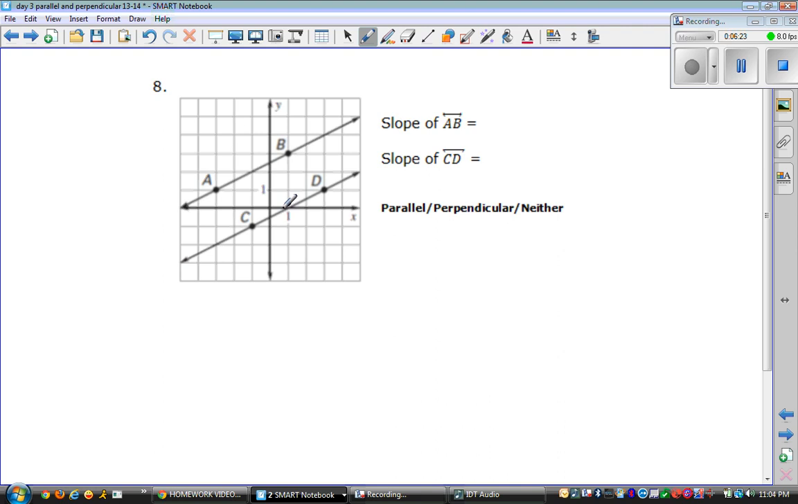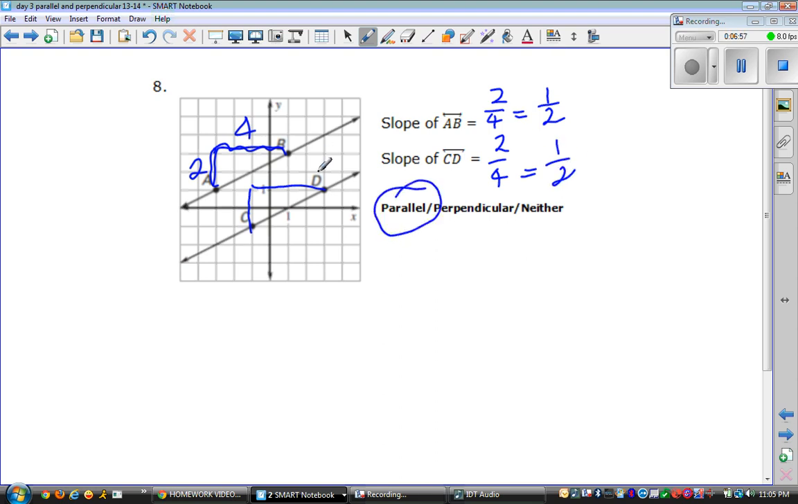All right, so now finding the slope when you're on a grid is way easier because all you have to do is rise and run. So I'm going to rise 2, and I'm going to run 1, 2, 3, 4. I'm going to run 4. So if I rise 2 and run 4, that really just reduces to 1/2. And the same thing with CD. Rise 2, run 4. So if I rise 2 and run 4, again, it still reduces to 1/2. So these are parallel. Notice parallel lines are the same distance from each other all the way across.